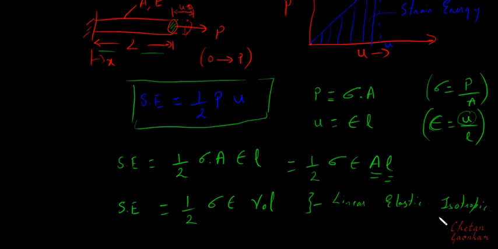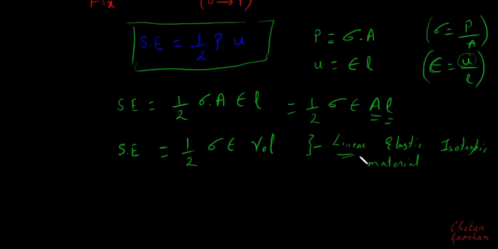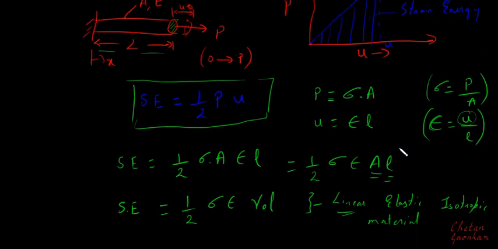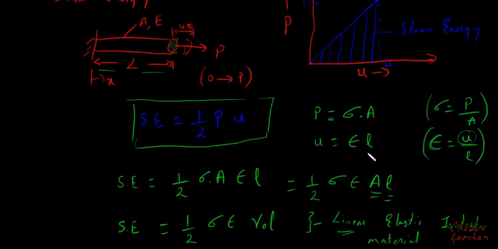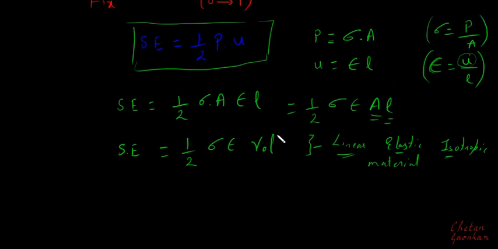The fact that I got the straight line of P versus U itself tells us that it is a linear material. And elastic materials are those materials which, upon releasing the load, will regain their shape and size. Isotropic materials are the materials which have similar properties in all directions. Fine. So this is such a kind of material, a linear elastic isotropic material.